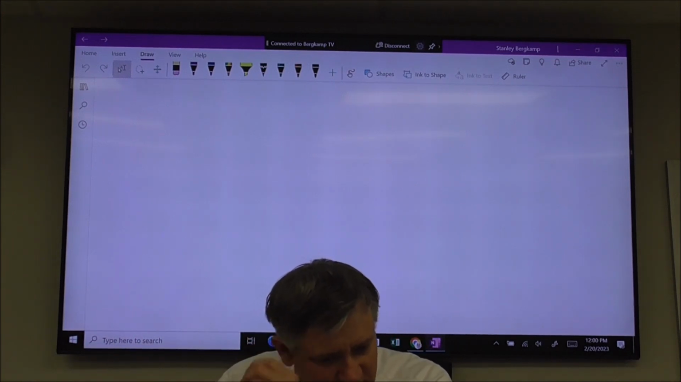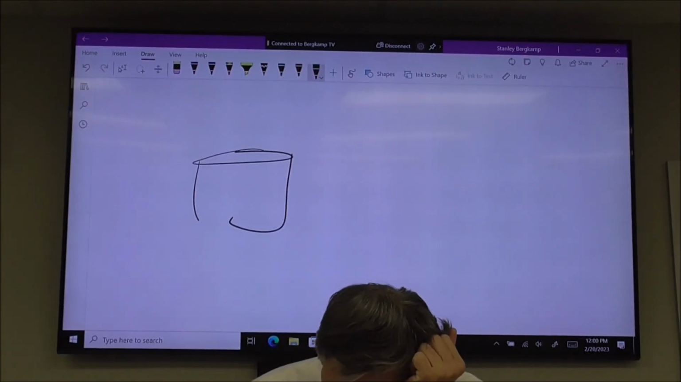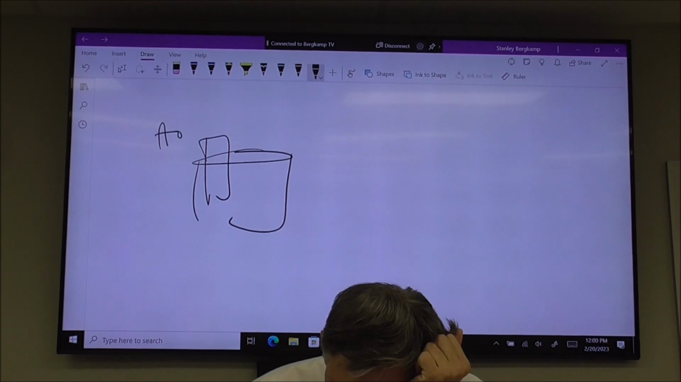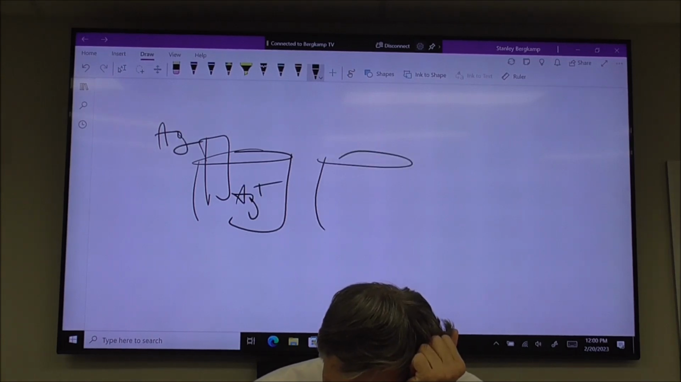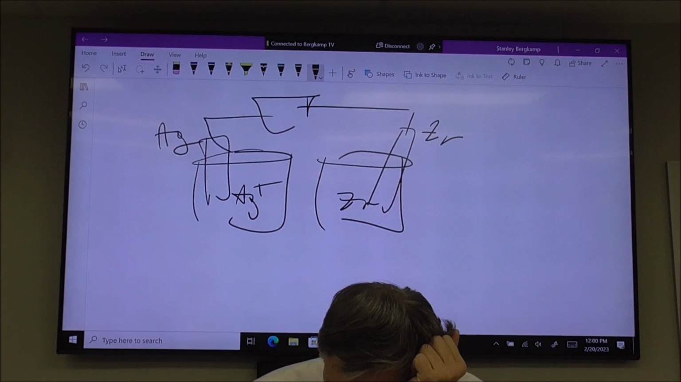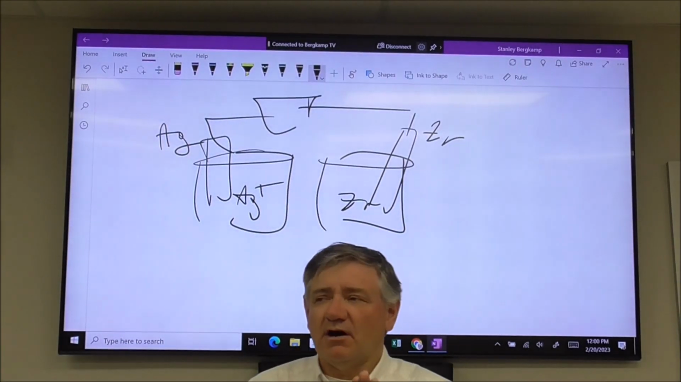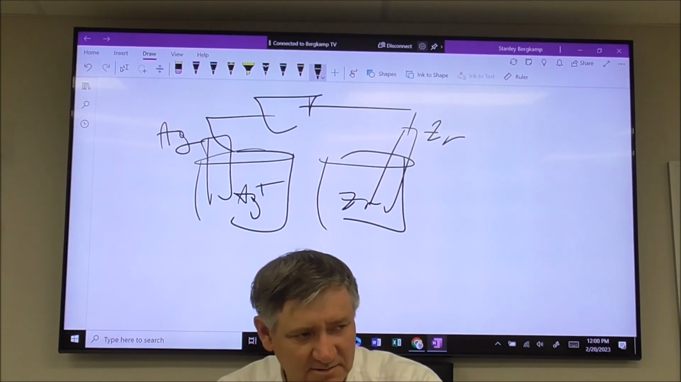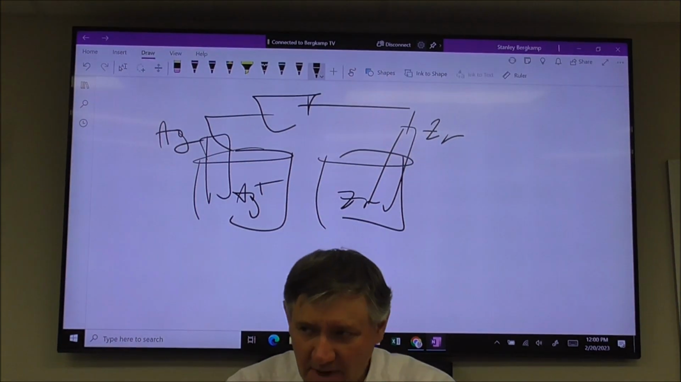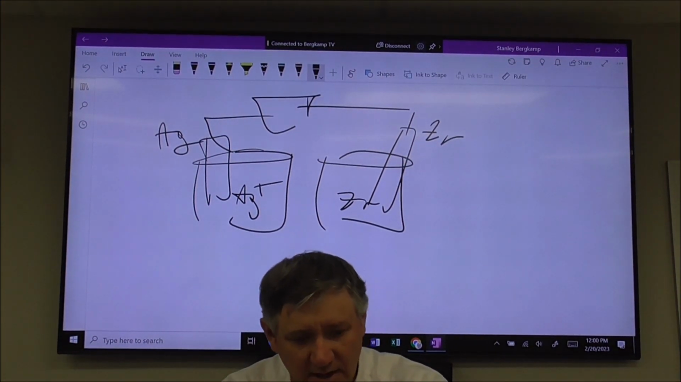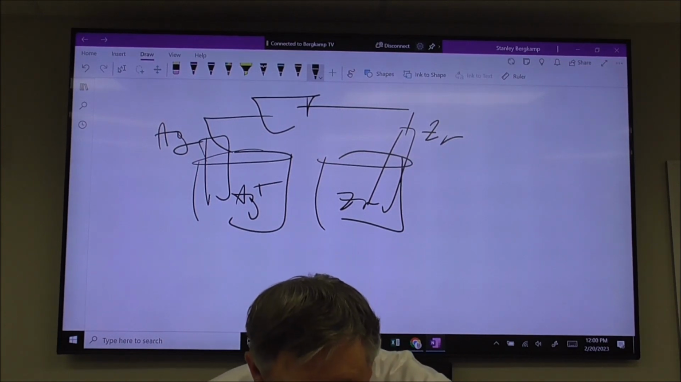So here's what I wanted you to see out of that computer simulation where you had Ag and silver ions, and then you had zinc and the voltmeter. First off, you have to start off with the right balanced equation, because if your balanced equation is wrong, everything is going to be wrong.